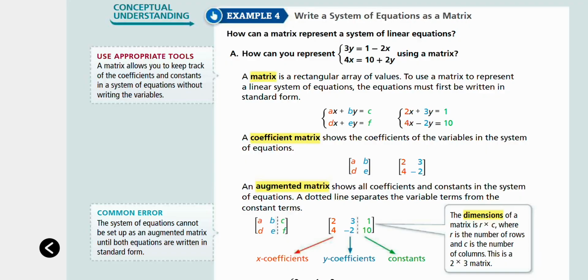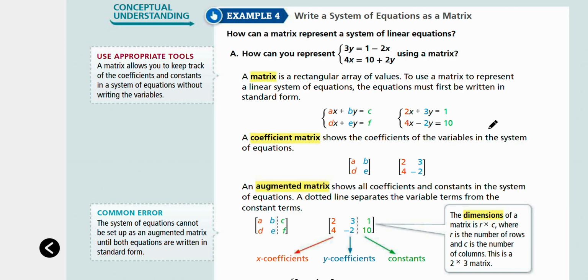This is Algebra 2, Lesson 1-6, Linear Systems, Example 4. We'll continue with Example 4, writing a system of equations as a matrix. Let's look at the conceptual understanding.